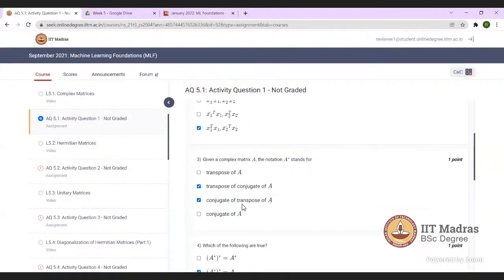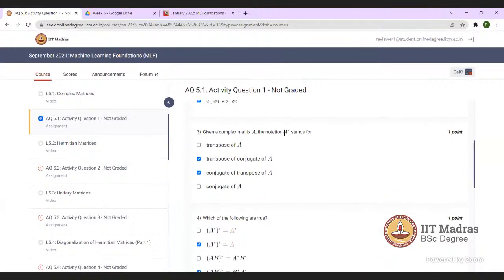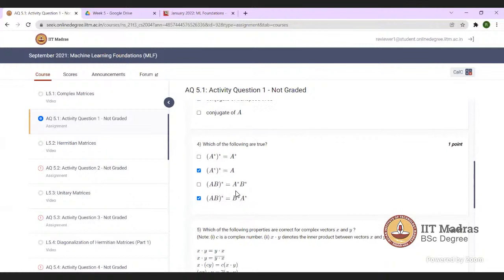Yes, sir. Okay. So the next one, A star. This is just a definition. The transpose of the conjugate or the conjugate of the transpose, both are the same.